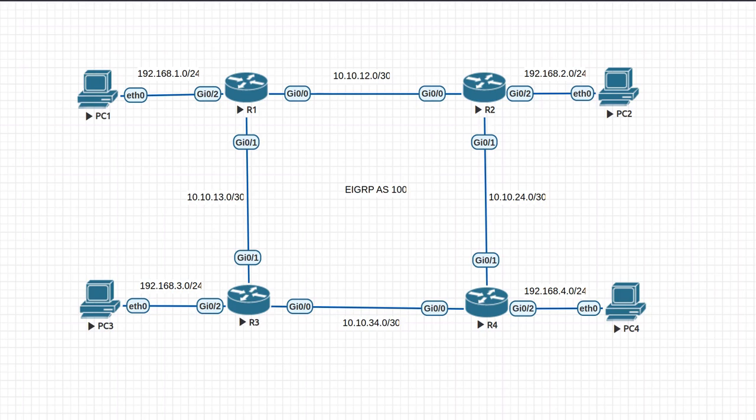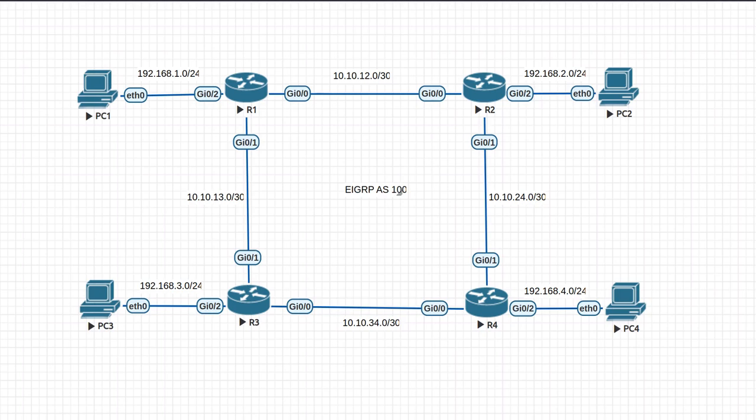EIGRP uses K values to calculate the metric: bandwidth, reliability, load, and MTU. So the route with the best metric will be installed in the routing table.